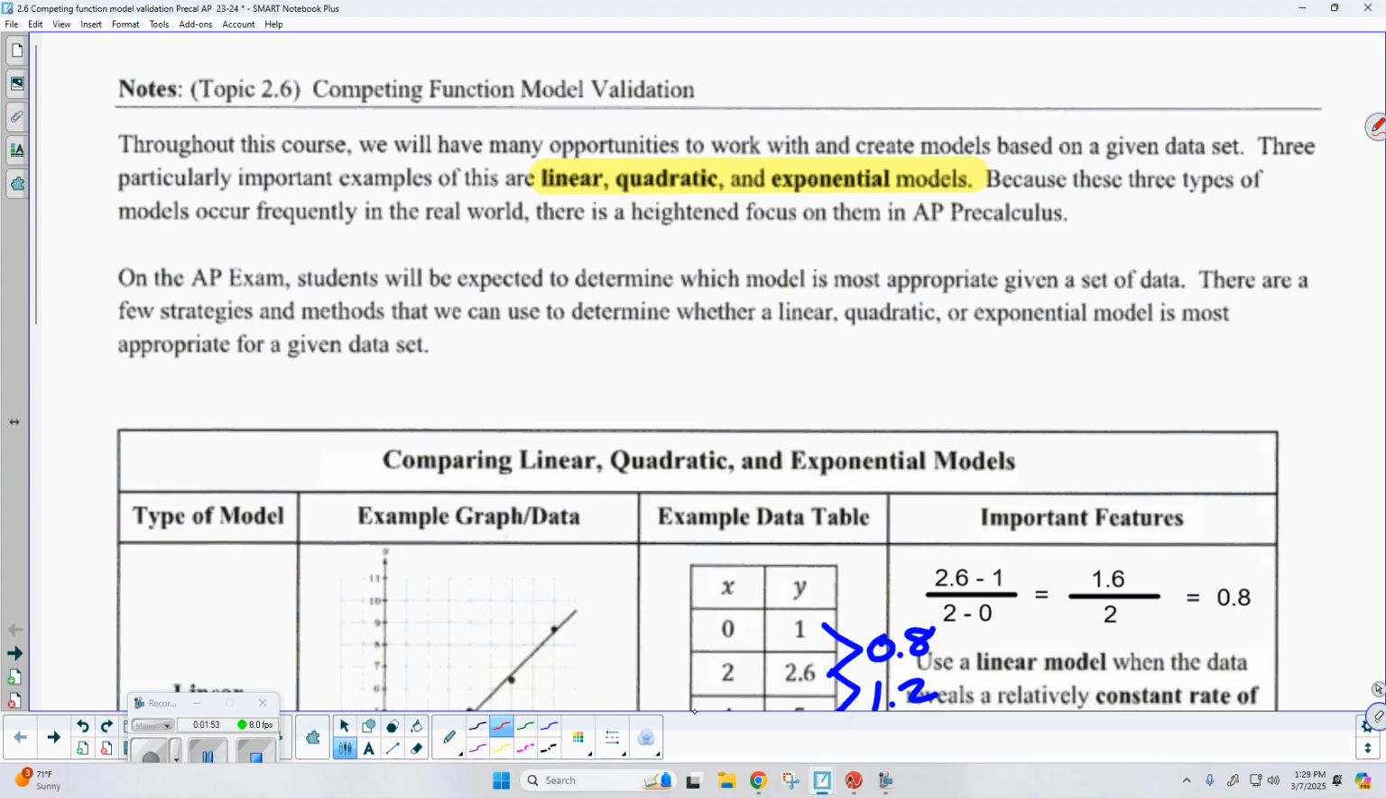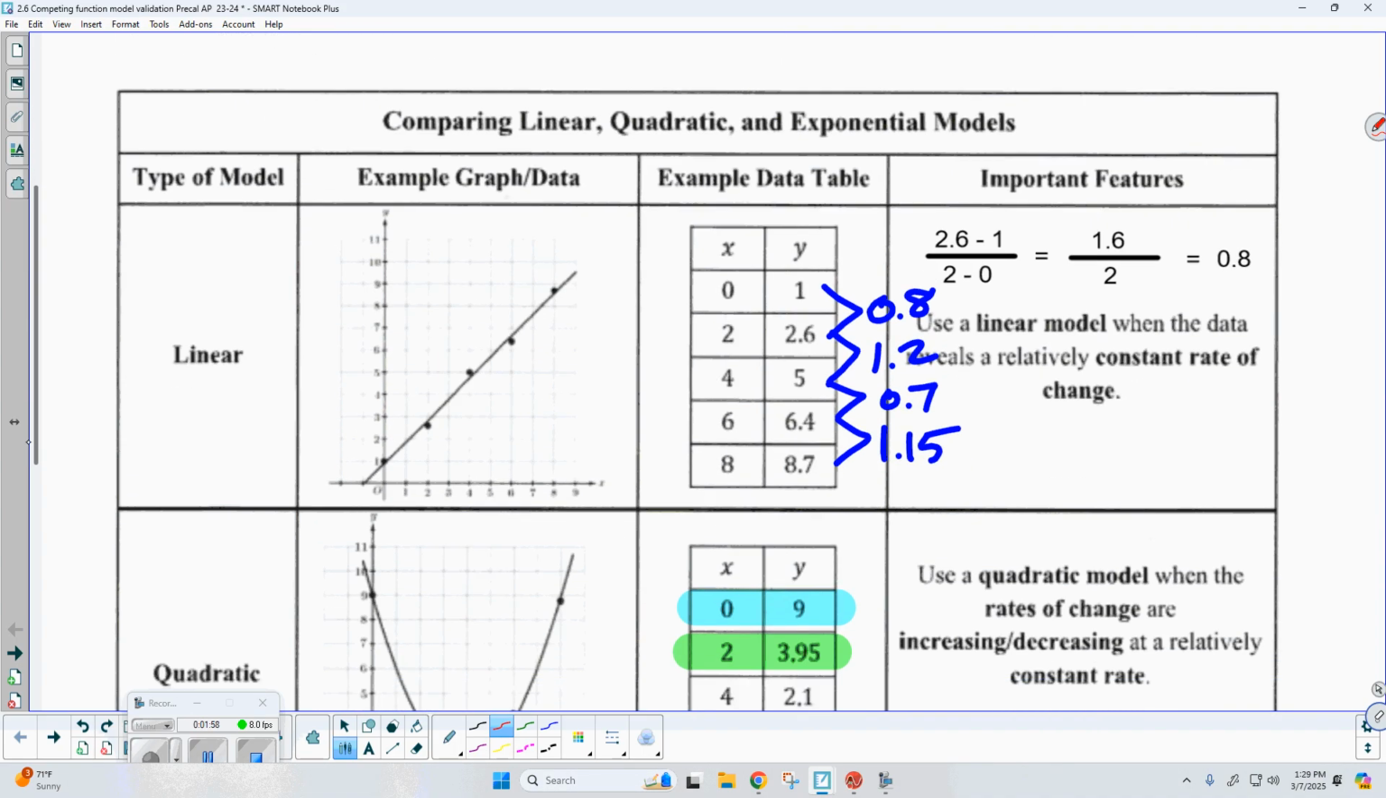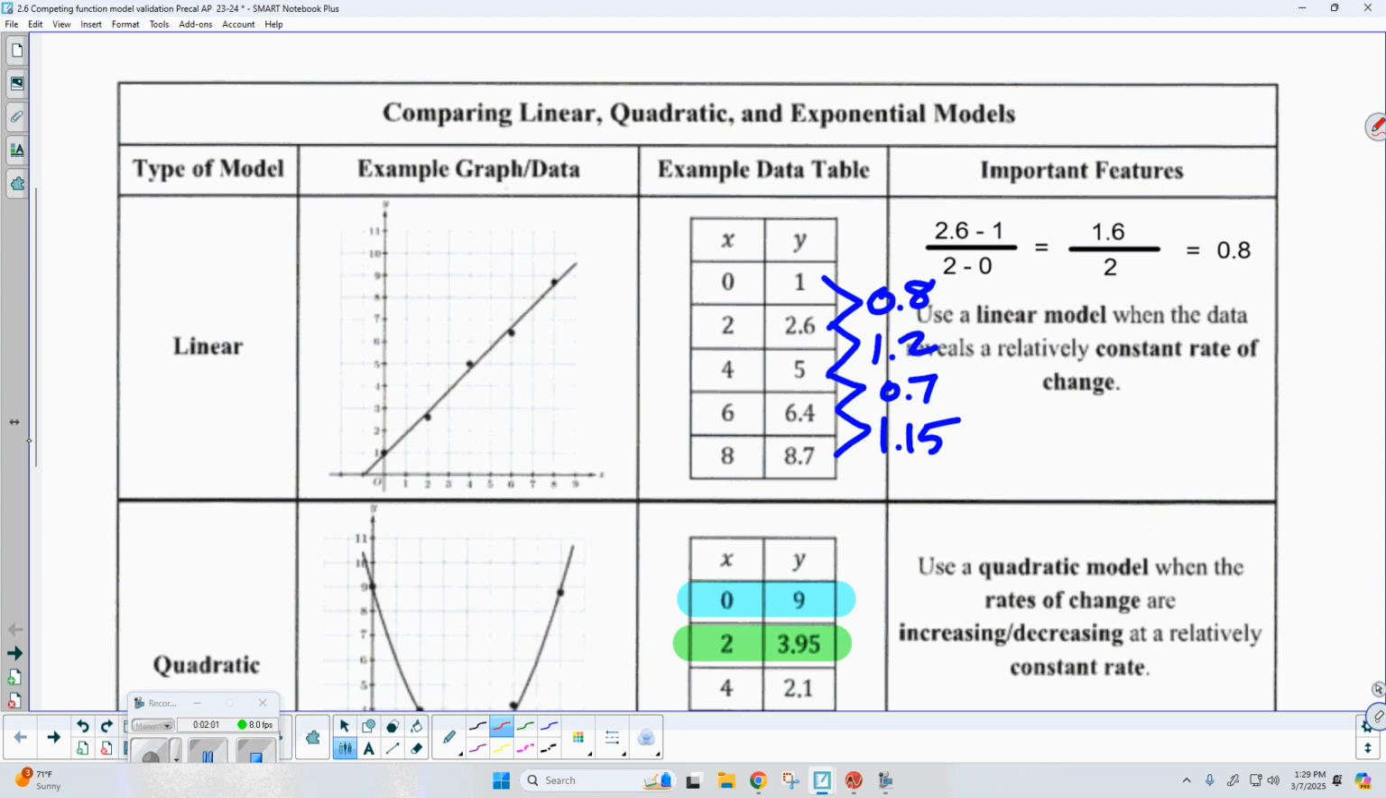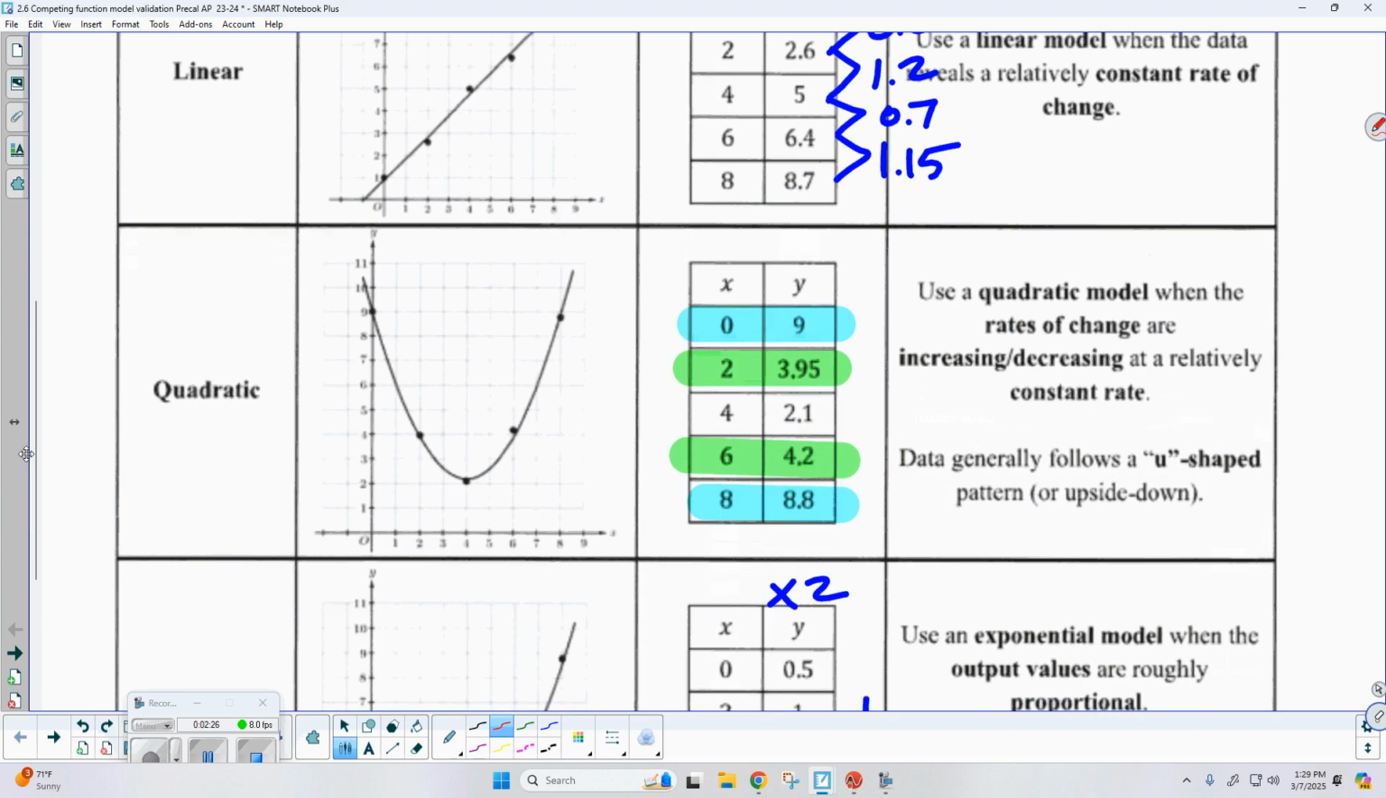Okay. Well, we were talking yesterday about comparing data sets. Are they linear, quadratic, or exponential? And we're going to use a linear model when the data reveals a relatively constant rate of change. Now, in previous lessons, we were looking to have the exact same constant over and over again, but now we're looking more in a contextual sense, real-world applications, and unfortunately, the real-world data isn't always going to be perfect. So we're looking for a relatively constant rate of change. If it's quadratic, use a quadratic model when the rates of change are increasing or decreasing at a relatively constant rate. We actually looked at this in a previous lesson.